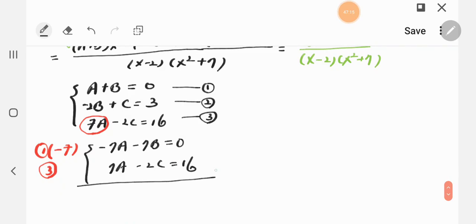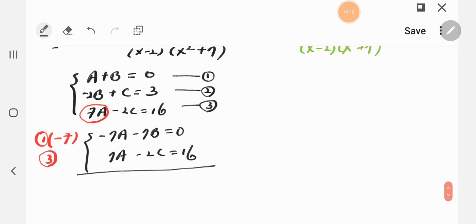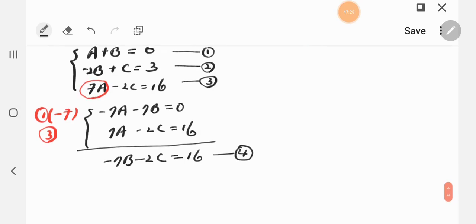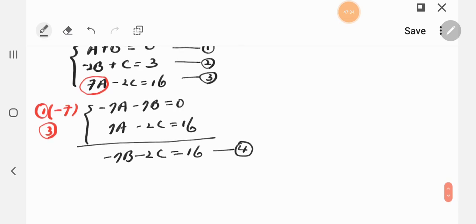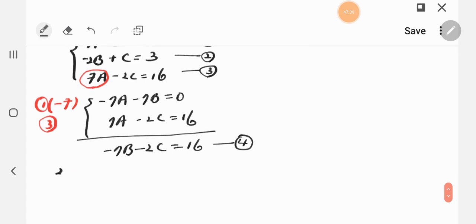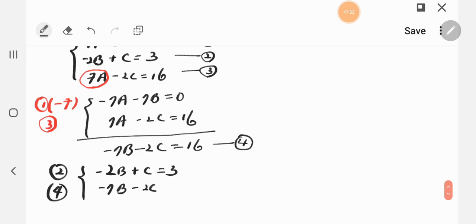So once we add these two, a cancels out, then negative 7b minus 2c is equal to 16. Let's say this is equation 4. Then let's compare equations 2 and 4. Equation 2 is negative 2b plus c is equal to 3, and 4 is negative 7b minus 2c is equal to 16.